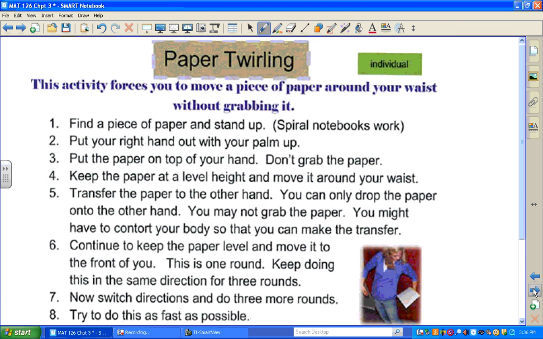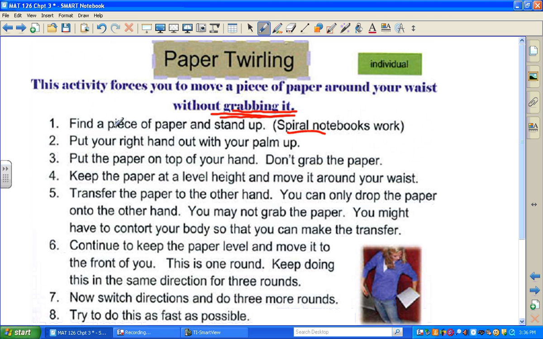Oh, brain break. All right, on this one, it's called paper twirling. Don't get up yet. You'll make whoever's in my place nervous. They don't know what's going on. They're scared to death the way it is. So this activity forces you to move a piece of paper around your waist without grabbing it. The brain break police will be watching you.